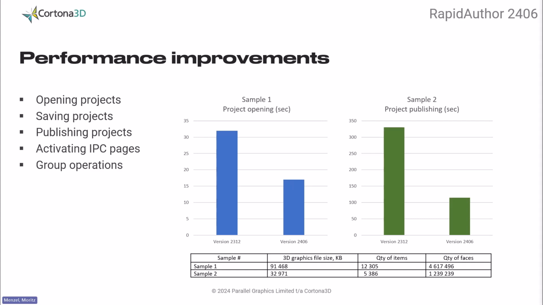Loading, saving, and publishing projects, as well as operations on a large number of items, will now take significantly less time than before. It will, of course, depend on your project, so we are a bit careful in sharing our internal testing results. But without cherry-picking a project, to give you an example, our tests with the generic IPC specification showed a roughly halved project opening time. And in another sample, the publishing was 3 to 5 times faster compared to the previous version.